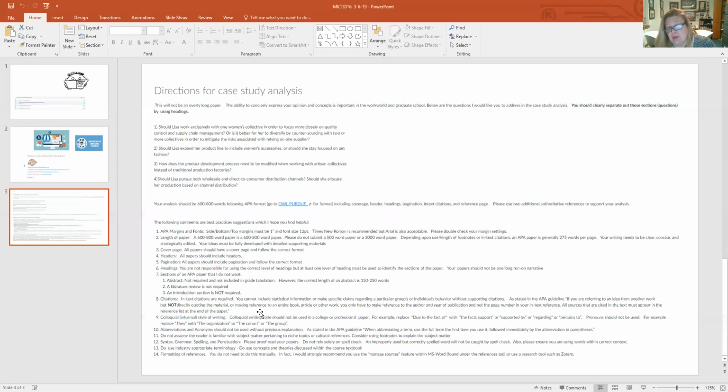Do use industry-appropriate terminology. Use the concepts and theories discussed in all the texts and articles that you've read. I want to know that you have understood, that you have retained those terminologies, and that you understand what they mean. In terms of formatting of references, I always suggest you don't do this manually, that you actually use some formatting tool, either from the Manage Sources feature in MS Word, or you could even go into a research tool such as Zotero to help format your references.